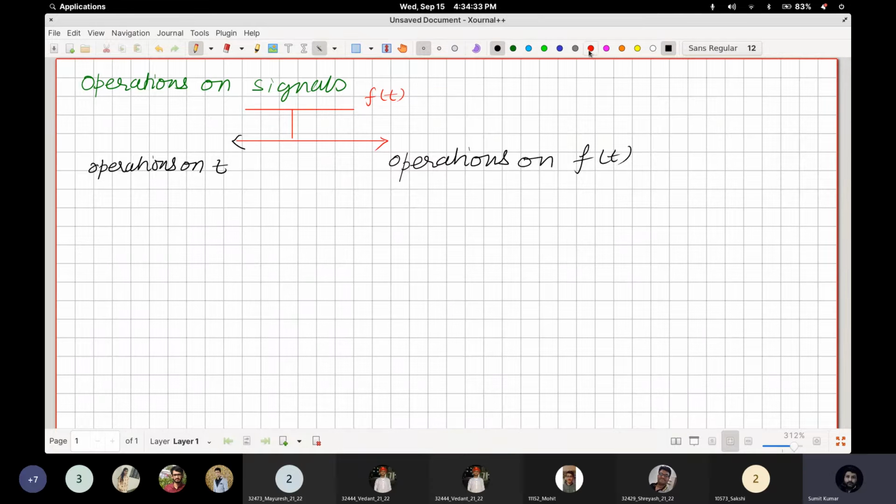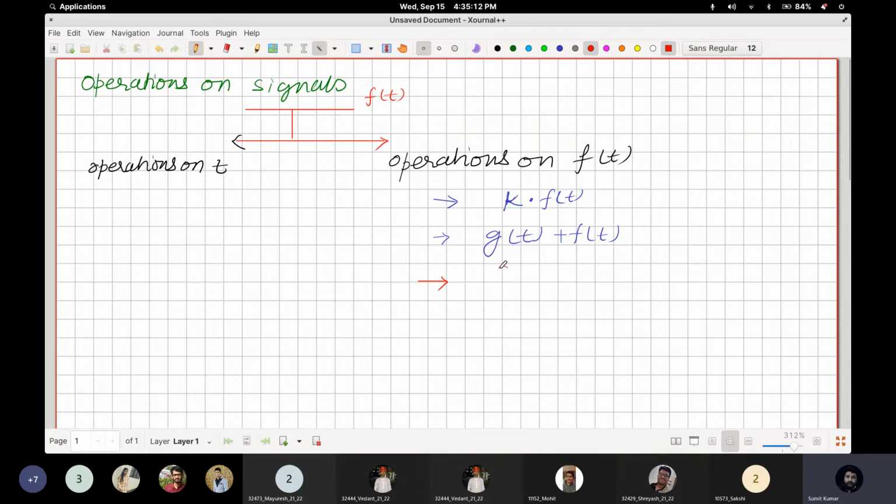Now these operations can further be classified. There are quite a few operations that you can perform on f(t). You can scale it, so magnitude scaling, you can perform k times f(t). So this is basically amplitude scaling; you are scaling the amplitude of the signal. And then you can add some other signal to it, g(t) plus f(t). And there are many other operations like this.